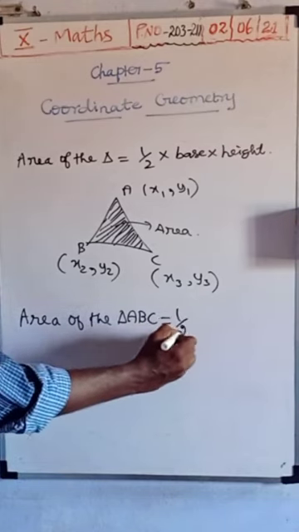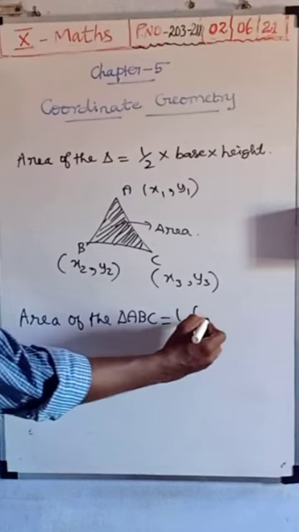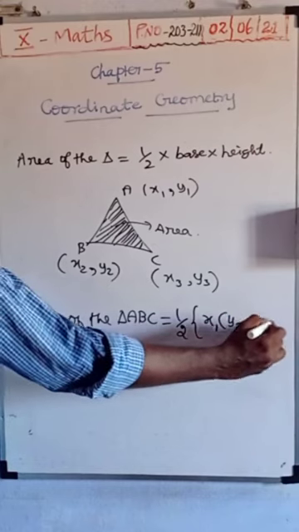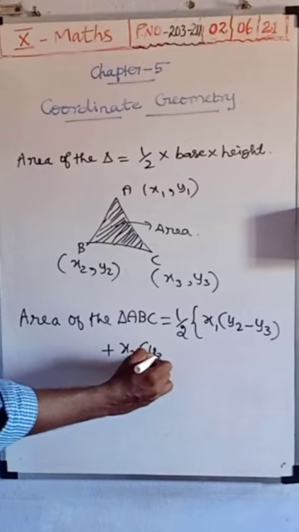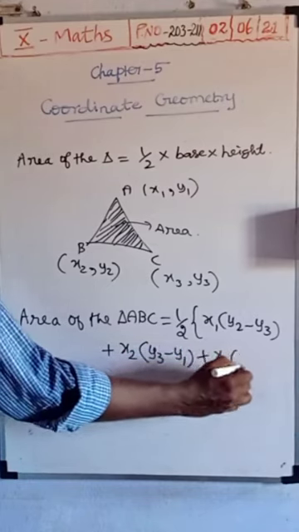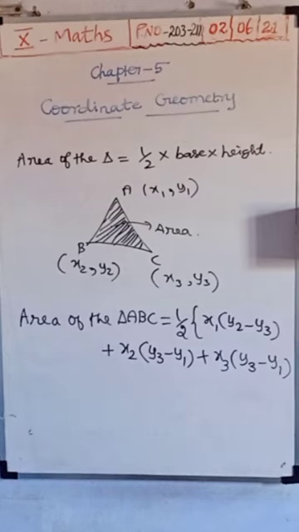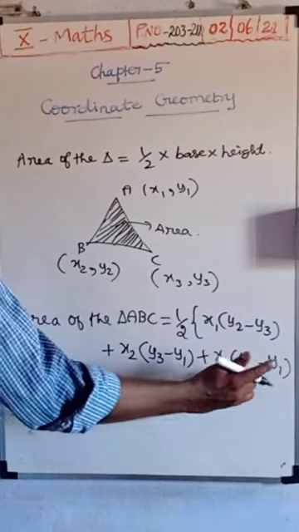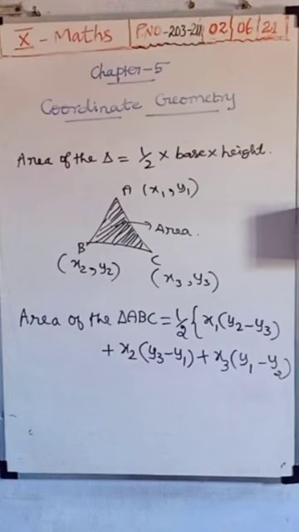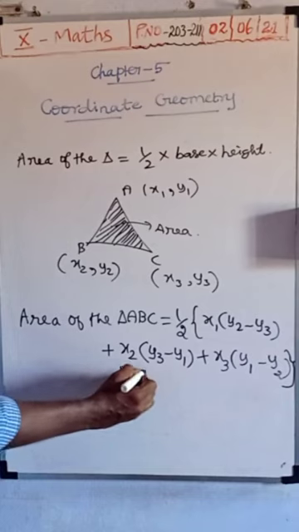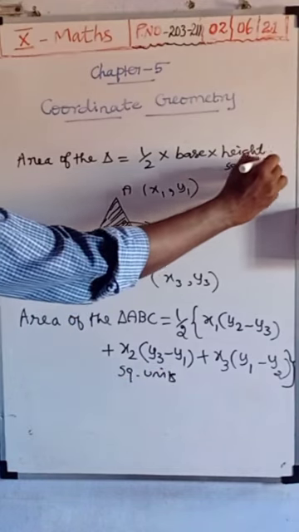The formula is half of x1 of (y2 minus y3) plus x2 of (y3 minus y1) plus x3 of (y1 minus y2). Close the bracket. This is the area of the triangle formula when 3 points are given. Half of x1 (y2 minus y3) plus x2 (y3 minus y1) plus x3 (y1 minus y2) square units. Area means we use square units.